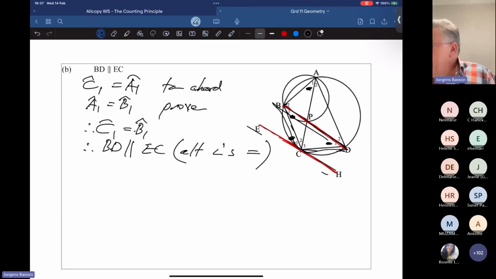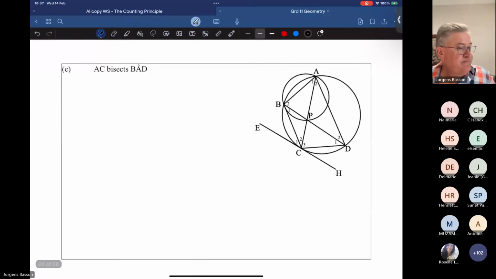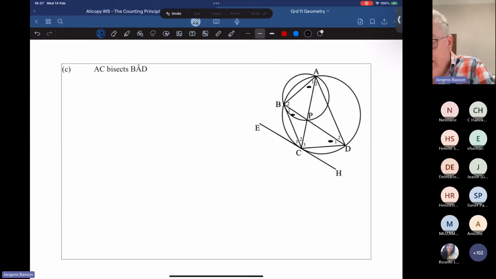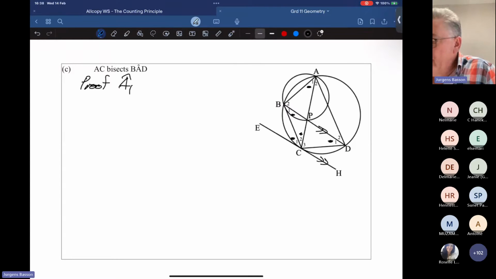All right. I think there's still a C part to the same question. And I'm just going to quickly put these little dots on so that we remember which angles we already have equal. And we also have this line now parallel to that one. We can use that as well. And now they ask us that we must prove AC bisects BAD. Now, this bisect is, kids find it difficult, so I would rather say we must prove A1 equal to A2. If A1 is equal to A2, then it means AC bisects BAD.